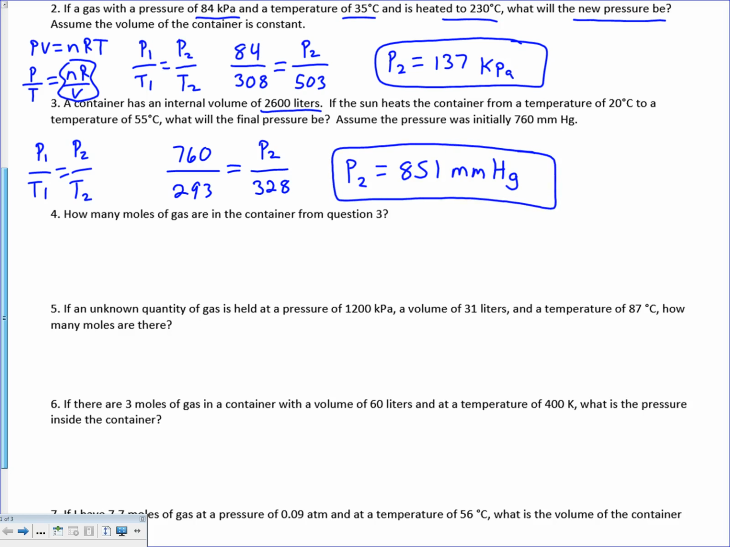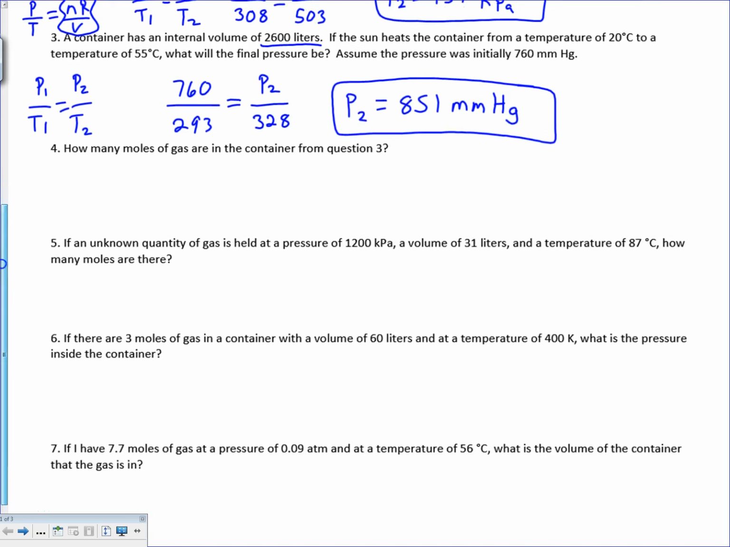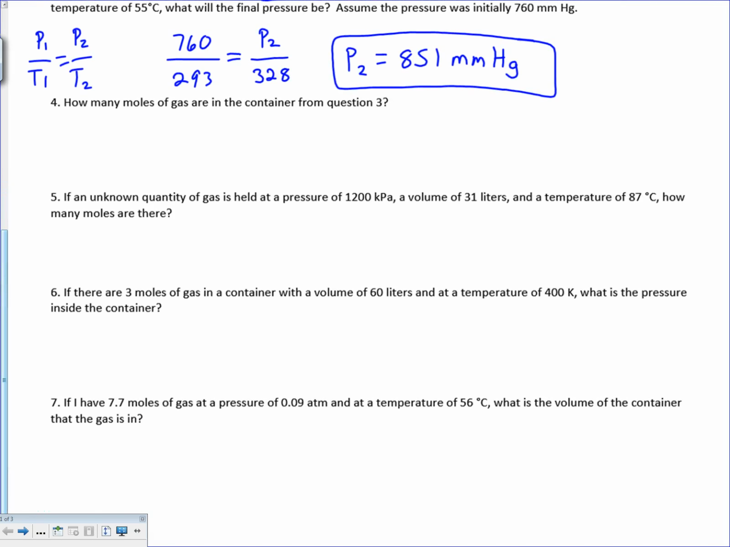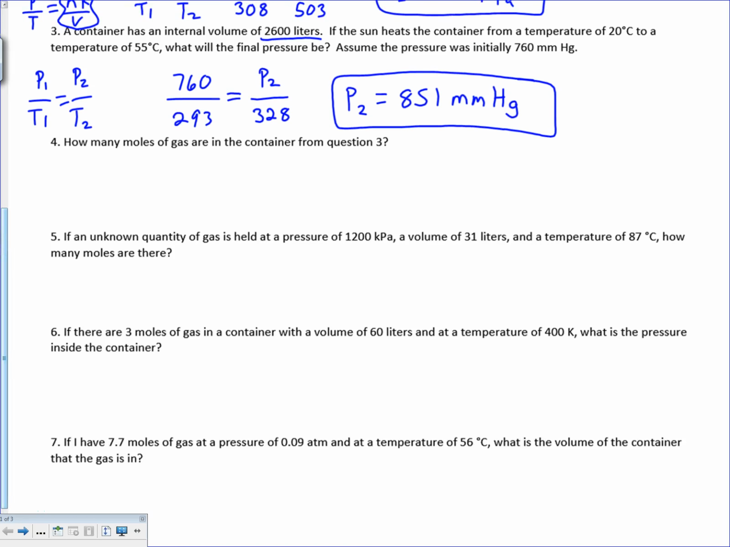Question number 4 says, how many moles of gas are in the container from question 3? So this one, we're trying to find number of moles. That's variable n. And because it's not asking about a change here, it's just directly asking us to find n, we're going to plug this into that PV equals nRT equation, just plugging it in directly.